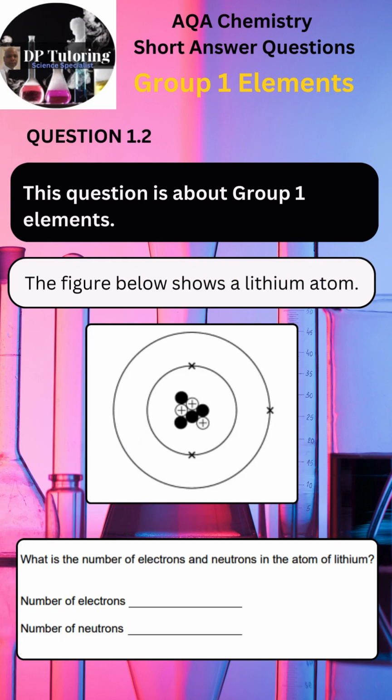Part 2 of the question provides you with the atomic structure of a lithium atom. AQA gives you some guidance by placing the X on the shells and inside the nucleus some solid circles and circles with a plus inside. Use your knowledge and read off the information regarding the number of electrons and neutrons. Use the charges of an atom to help you here.